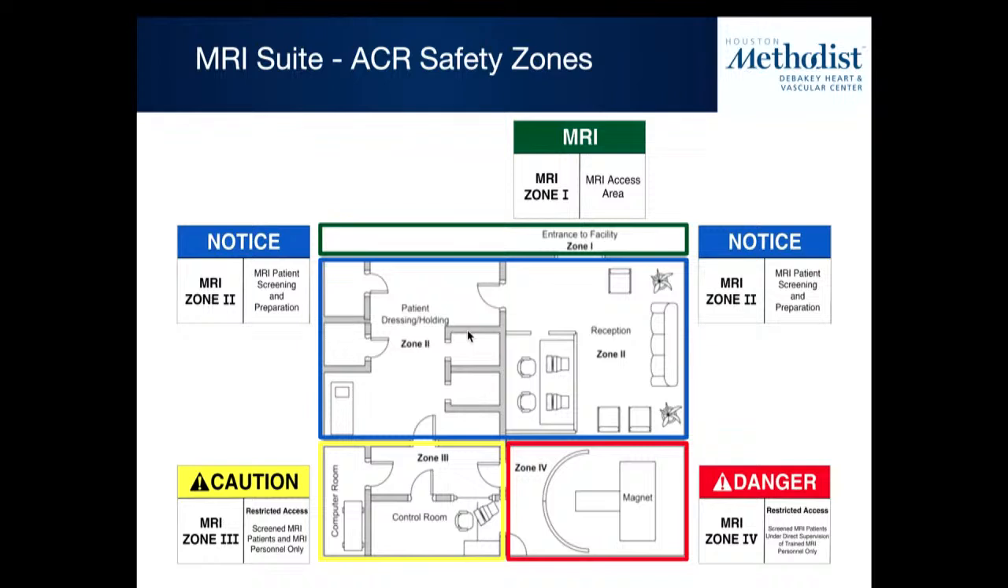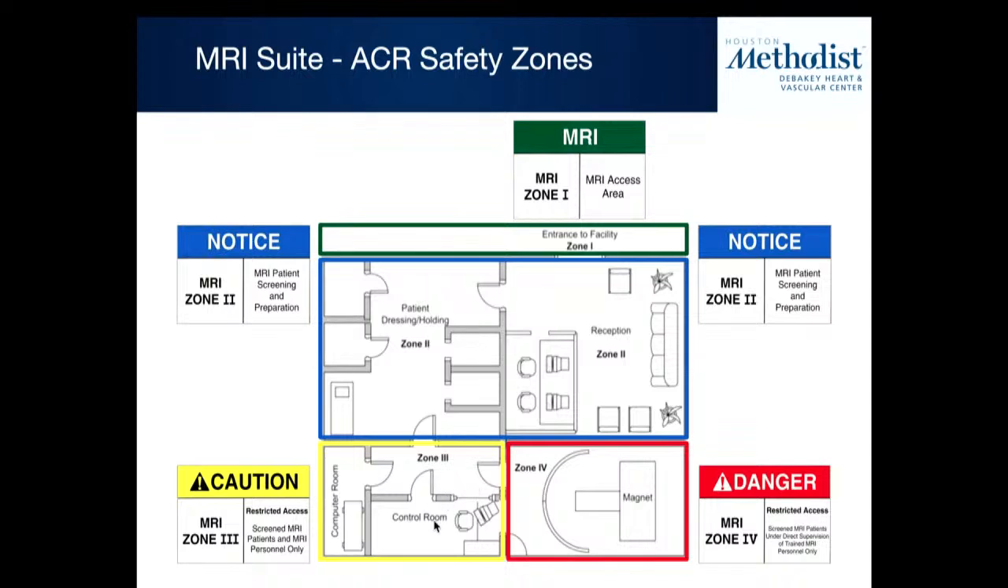That's where the screening can happen. And then you've got zone 3 and zone 4. Nobody should go into zone 3 or zone 4 until they've been screened. So that means if any of you get called for cardiac arrest, you can go to zone 2, which is the holding area, but you should not go into the control room or into the magnet room, okay?